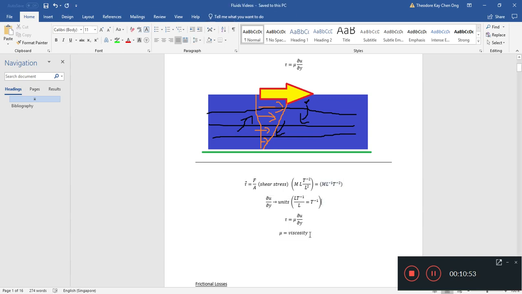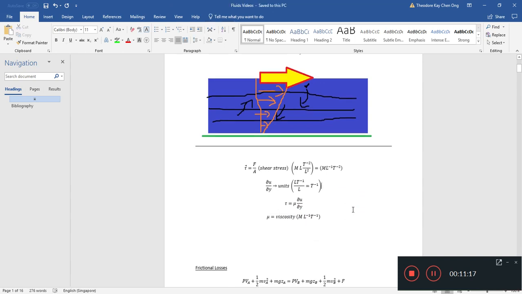And then let's do viscosity. Viscosity is mass times length to the -1 times time to the -1, because if we look at the right hand side, it's a t to the -1. If we divide both sides by t to the -1, we will have this. That is the unit of viscosity. So that helps us to determine how sticky the fluid is.